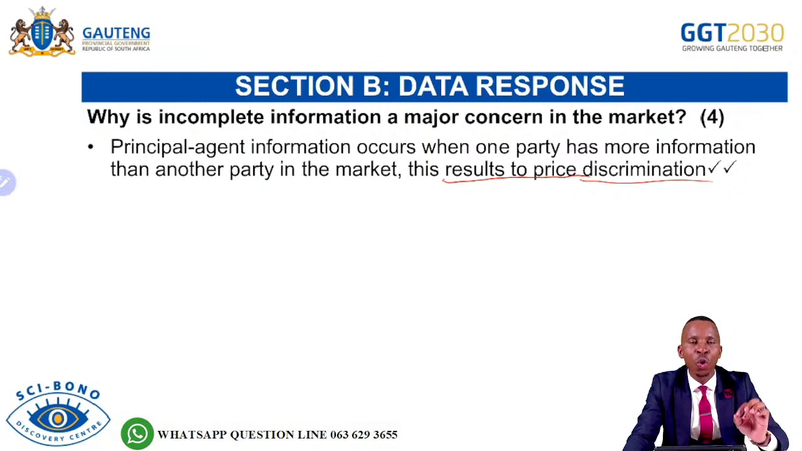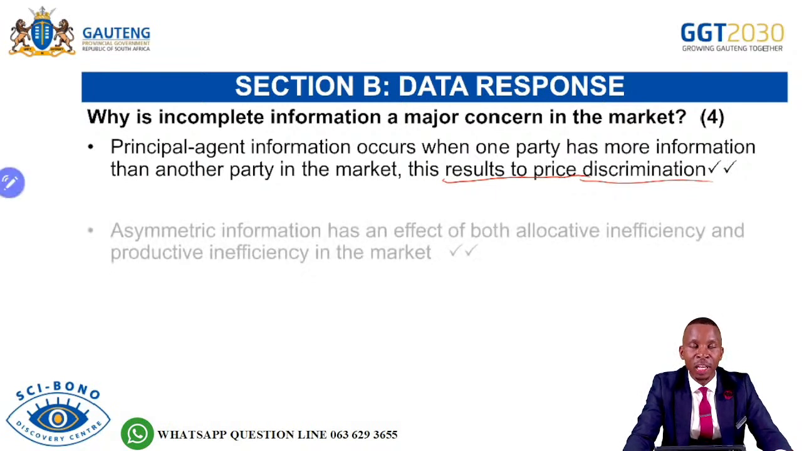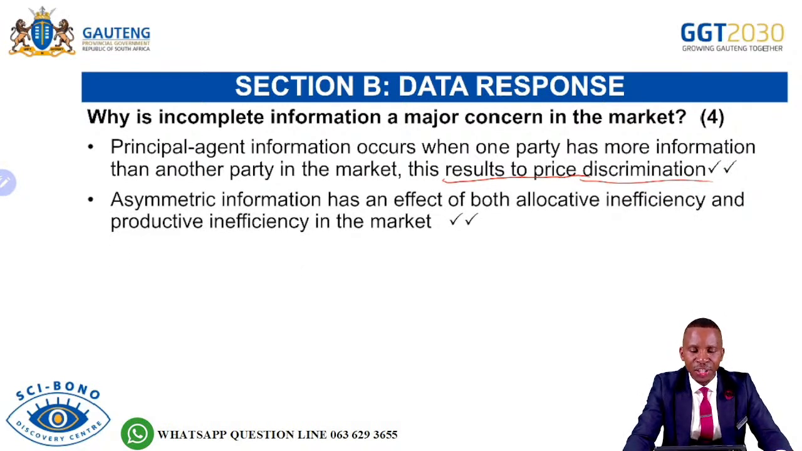So if ever there is not enough information, that will lead to some producers selling the product at different prices because they know that consumers do not have adequate information about the prevailing market conditions. Asymmetric information has an effect of both allocative inefficiency and productive inefficiency in the market.